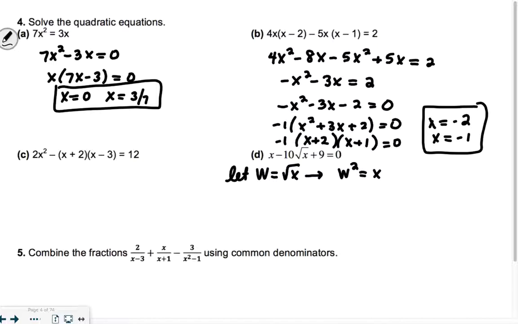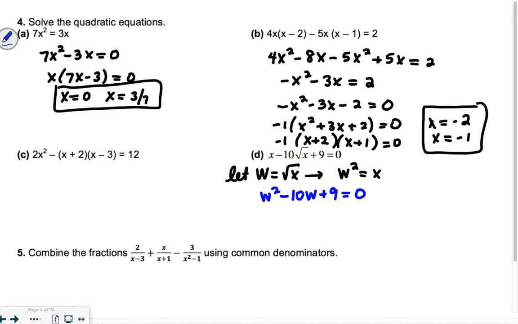So it's fresh in your minds if you took Algebra 2 last year. Not so fresh if you haven't been in Algebra 2 in a while. So what we're going to do is the x is replaced with W squared. The square root of x is replaced with W. And the 9 is just like it is. So it's like that.